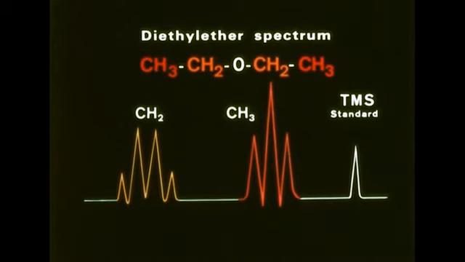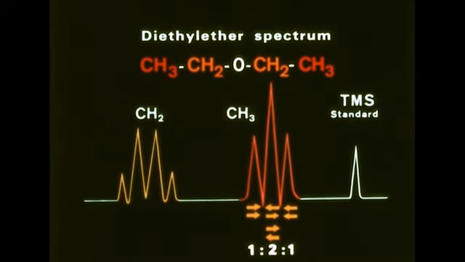Look at the methyl peak. There are three possible alignments for the two neighboring methylene protons. Both may be aligned with the magnetic field, both may be opposed, or one may be aligned with and one against the magnetic field in two different ways. The methyl resonance is thus split into three lines with intensities of 1 to 2 to 1.